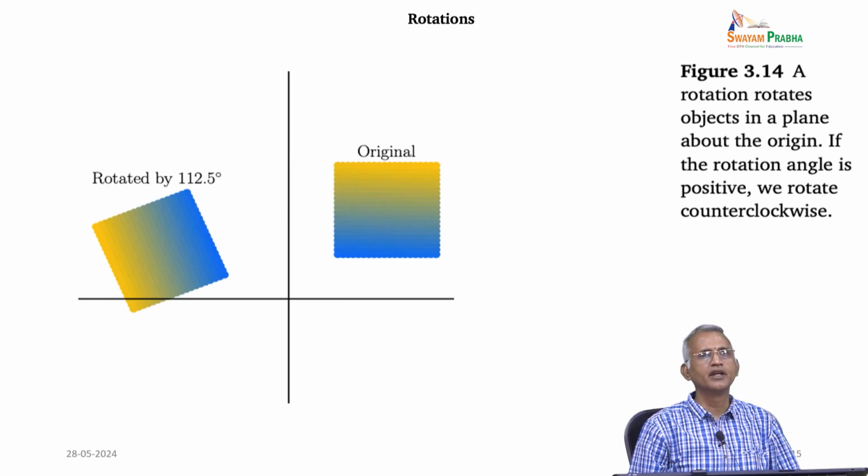So, this is the meaning of the rotation of an object in the plane about the origin, and if the rotation angle is positive, we rotate in the counterclockwise direction. So, this is a figure rotated by 110.5 degrees, and in the first quadrant we have the original figure, and rotated into the second and third quadrants, it is reflected like that.